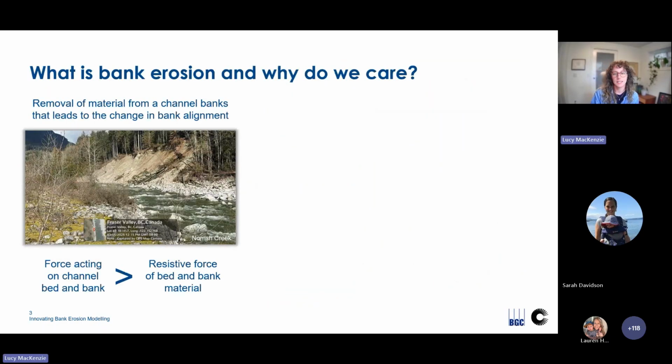Bank erosion is essentially the removal of material from channel banks, causing their location to shift over time and ultimately changing the alignment of the channel. Bank erosion happens when the force of water moving through the stream is greater than the resistance of the bank material, or in other words, when the shear stress acting on the bed and banks exceeds the entrainment threshold of the bed and bank material.